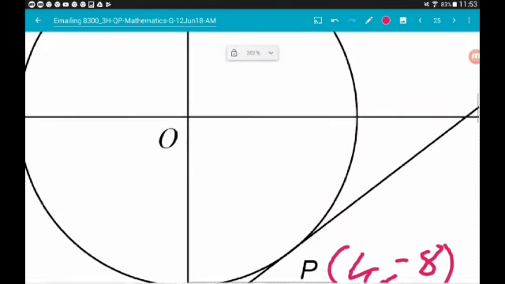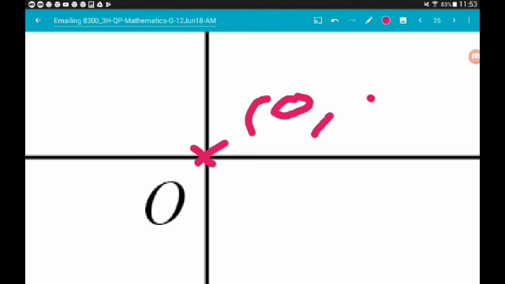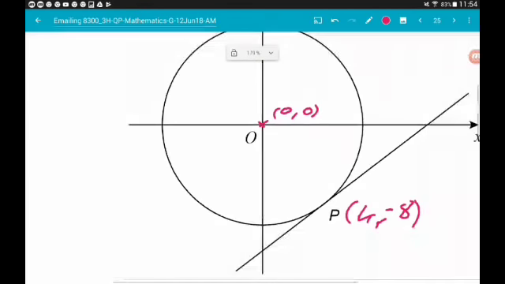Now we know the centre of the circle is the origin. So this point is 0, 0. So what we can now do is work out the gradient of the radius. The reason that we're going to do that is because a radius and a tangent are perpendicular, and the gradients of perpendicular lines multiply together to make minus 1. So it's going to allow us to work out the gradient of the tangent.